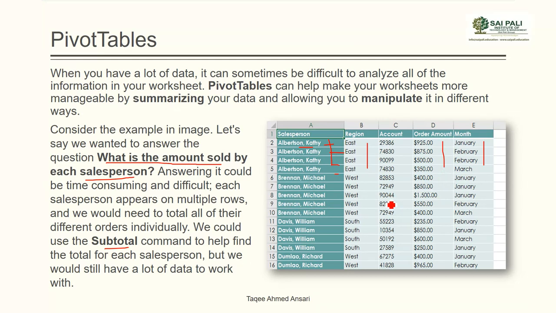But if suddenly I change the question, then again I have to recreate the subtotal, remove the previous one, and then recreate. It will need lots of work. And then if I change the question again, like suppose now I don't want to see based on the salesperson, I want to see based on the month, or suppose I want to see based on the region. So we can have different questions, and the solution is what?